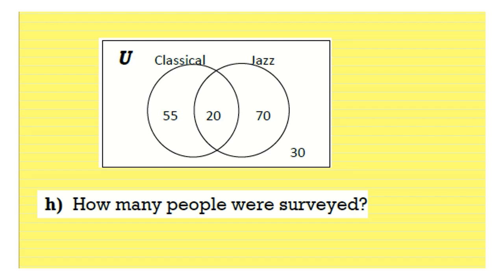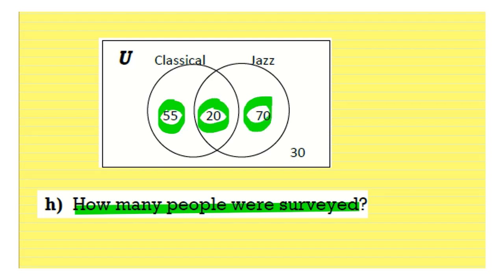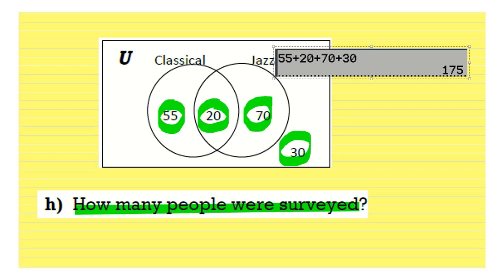And this question says, how many people were surveyed? Okay. So we have 55 people that listen to classical only, 20 that listen to both, 70 that listen to jazz only, and 30 people who do not listen to classical or jazz. So we just need to add up all the numbers in our Venn diagram. And when we do that, we find that they interviewed 175 people for this survey.